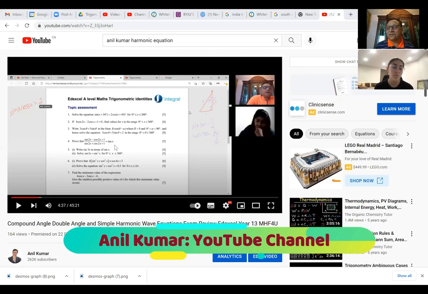Next, third question. Write 3 cos theta plus 5 sine theta in the form r cos(theta minus alpha), where r has to be greater than 0 and alpha has to be greater than 0 but less than 90, and hence solve the equation 3 cos theta plus 5 sine theta equals 2 in the range of theta greater than 0 but less than or equal to 30.